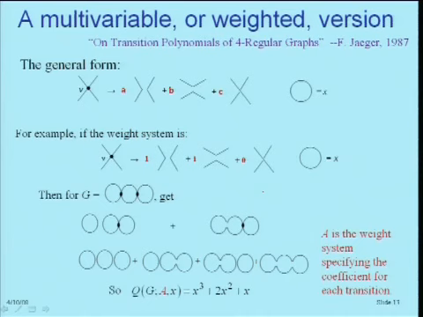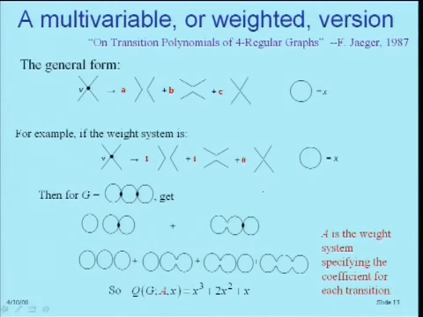So Jaeger took the next sort of multivariabilization step of, instead of having these weights all be 1 or 0, let these weights be whatever we want them to be.